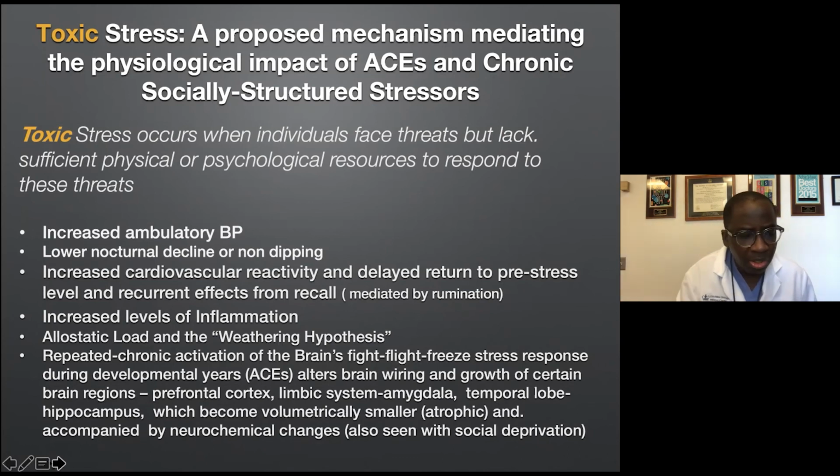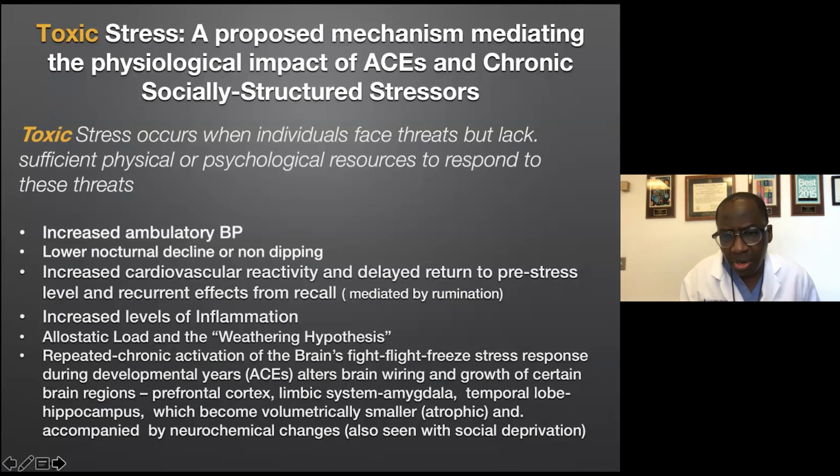We've also seen increased cardiovascular reactivity in response to these stresses, but also delayed return to pre-stress levels, and similar reactivity just from the recall of these stresses, which is one of the reasons why rumination is associated with hypertension and elevated blood pressure. We've also seen elevated levels of inflammation, C-reactive protein, adjusting for a lot of other factors that drive inflammation. There are more and more papers emerging about allostatic load and the weathering hypothesis, potentially driving some of these disparities.